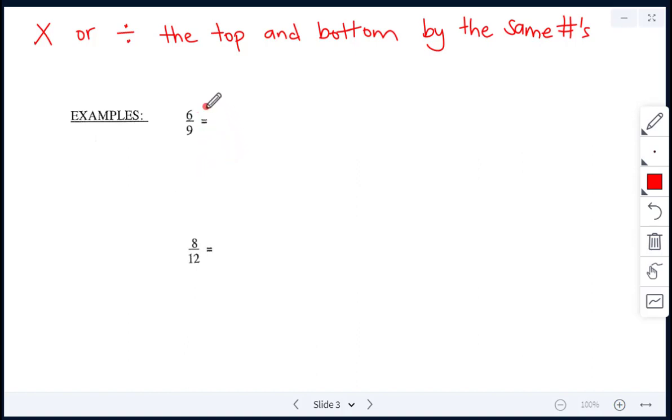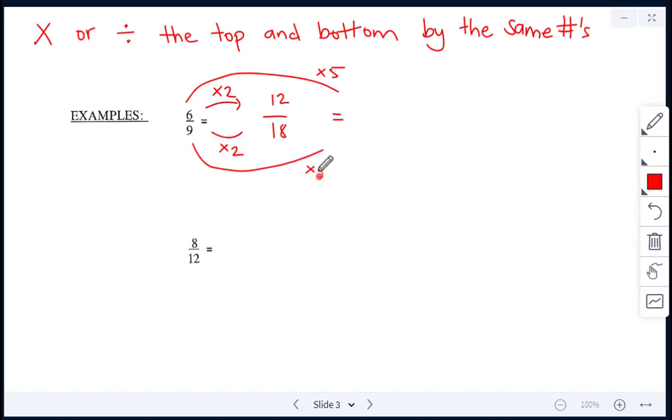So we can multiply the top and bottom by the same numbers. Let's say we multiply the top and the bottom by 2. So that gives me 6 times 2, which is 12, and 9 times 2, which is 18. So 6/9 and 12/18 are equivalent fractions. We could have multiplied the 6 by 5, and we could have multiplied the 9 by 5. Notice I'm multiplying the top and the bottom by the same numbers. So I could have gotten 30/45. That's still equivalent fractions.